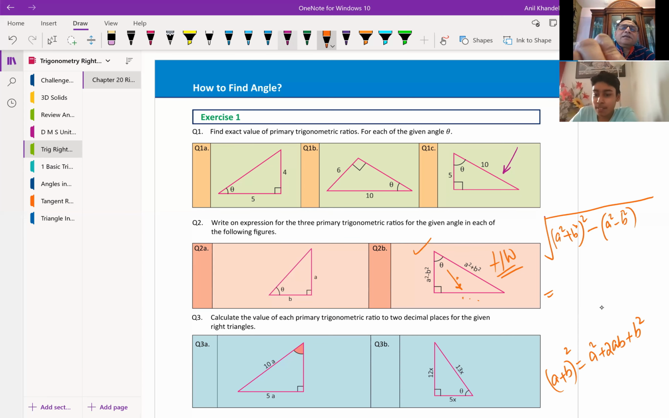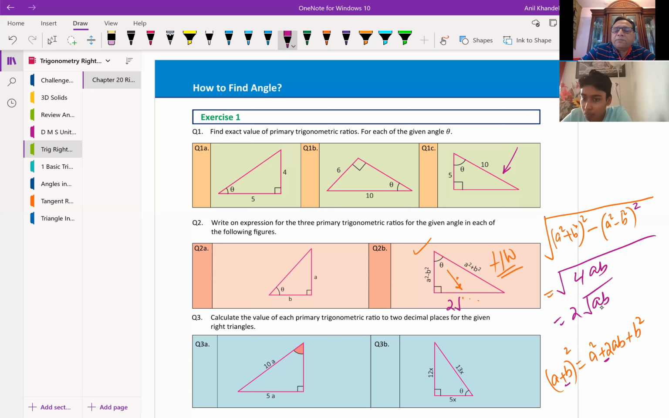Right. And if I have this as negative here, then this will be negative here. Do you see that? So basically, the two ab terms is positive or negative, correct? So when I expand this, a square plus b square cancel, but I will have 4ab here, correct? Which is 2 square root ab. So this side is 2 square root ab.